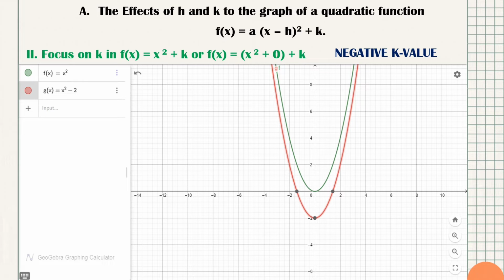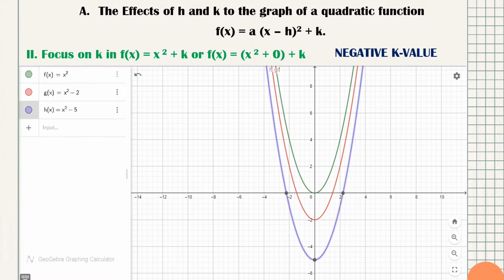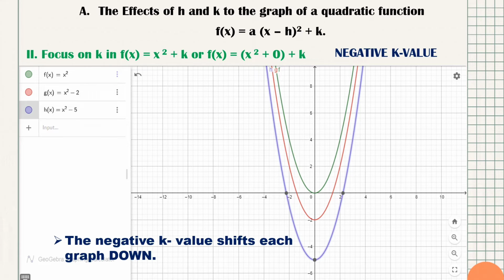Now, how about if our negative k value is equal to negative 5? So our equation will be x squared minus 5, and the graph of x squared minus 5 is this. The vertex is 0, negative 5. So, as you can see, the graph shifts downward. Therefore, the negative k value shifts each graph down.